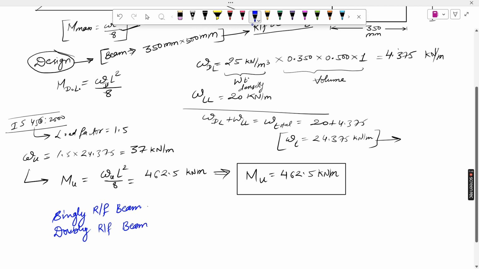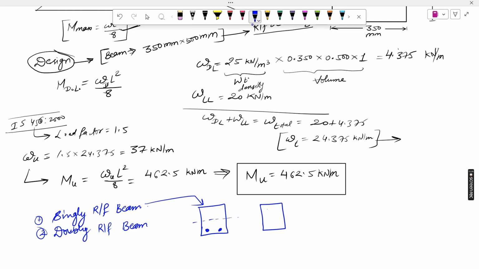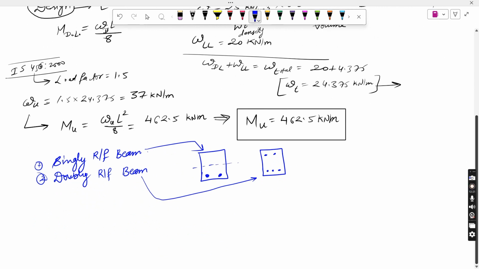So what is the difference between these two beams? This is type number 1, this is type number 2. You know the beam section. If you put the reinforcement only on one side of the neutral axis, that is called singly reinforced. And if you put the reinforcement on both sides of the neutral axis, then it is called a doubly reinforced beam. So this is the difference, and why we use singly reinforced or doubly reinforced, I will come to this point also.